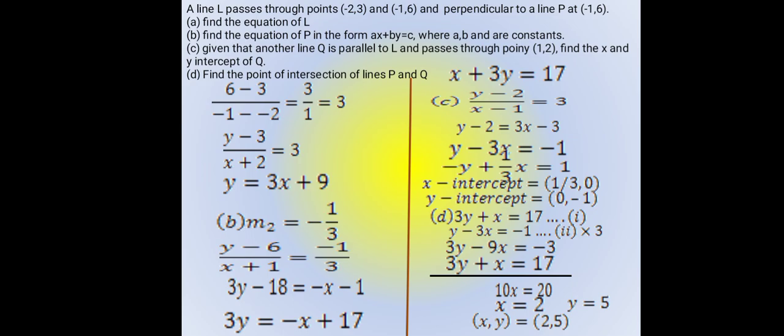So at the x-intercept, y should be 0. So that's the point (3, 0), and at the y-intercept, x should be 0. That's the point (0, -1).